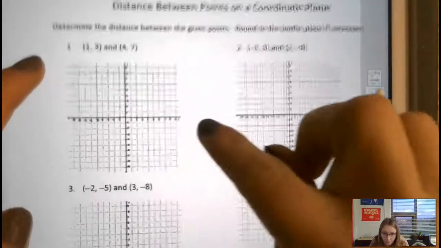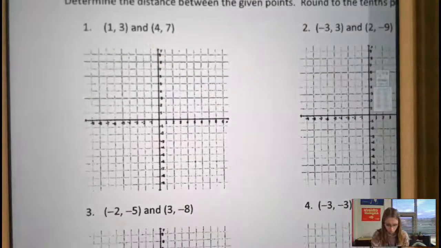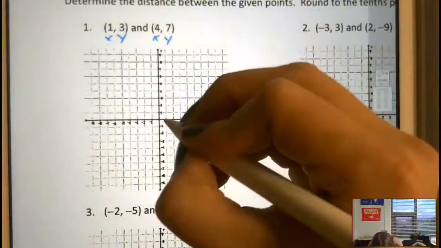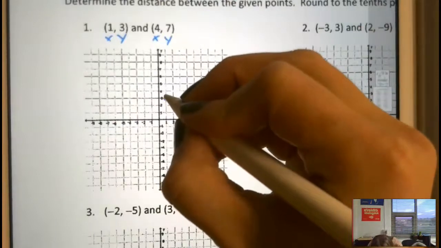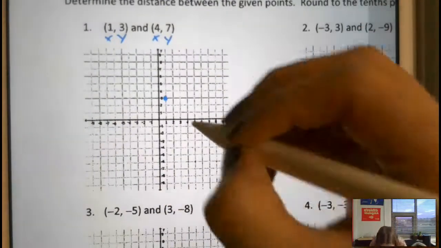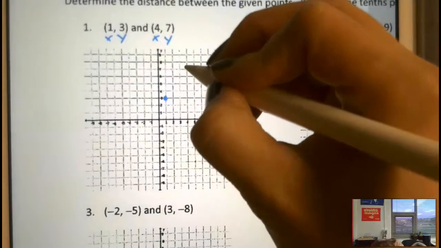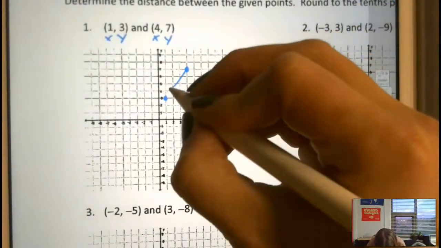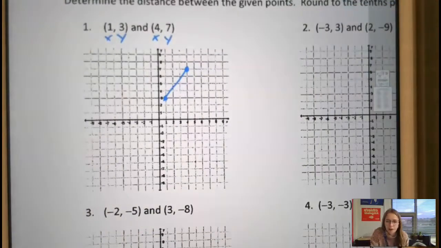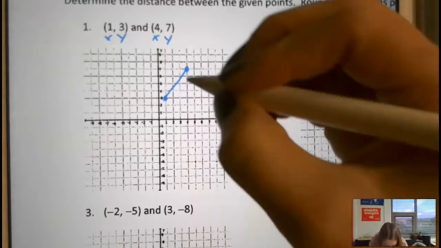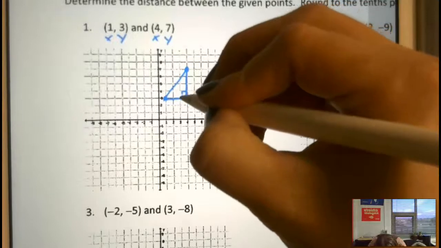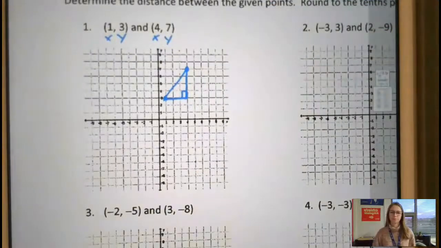Alright, so right here we have 1, 3, my x and y's. So at 1 and then 3 is where my first point's going to be. And then at 4, 7 is where my second point's going to be. Now let's go ahead and connect those 2 points. And now I need to make a right triangle out of that. So I'm going to drop this line down and connect them right there to create a right triangle.